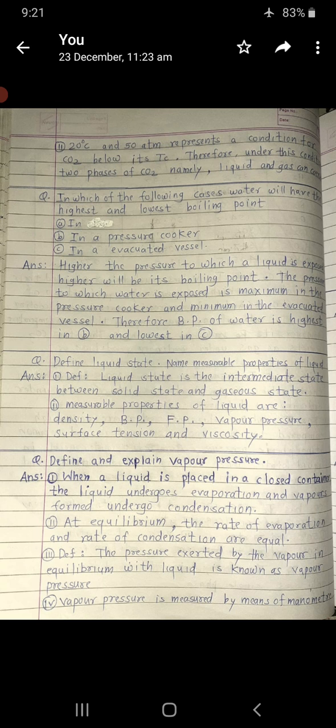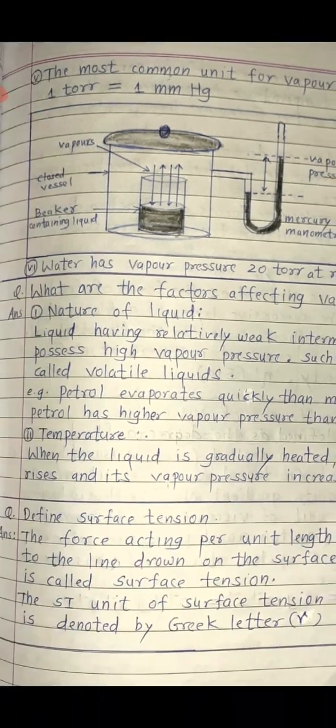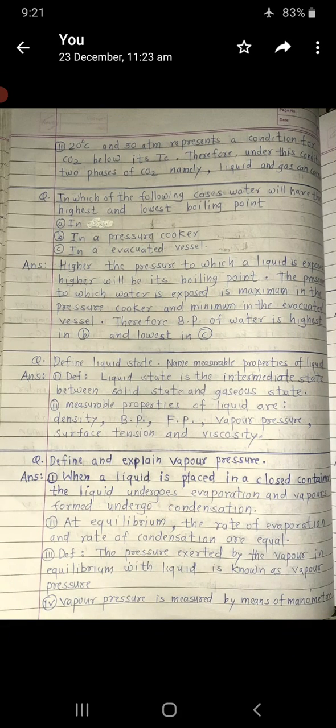When a liquid is placed in a closed container, this is the diagrammatic representation to define vapor pressure. The liquid undergoes evaporation and the vapors formed undergo condensation, because the vessel is closed. But at equilibrium, the rate of vaporization and rate of condensation are equal.